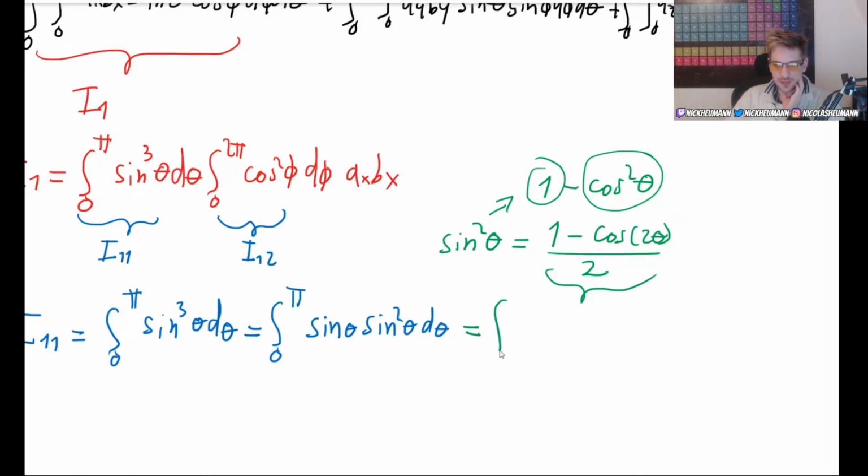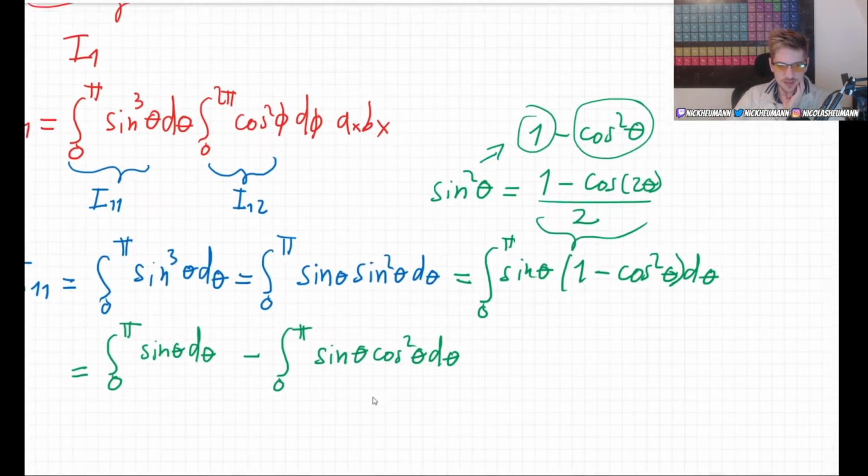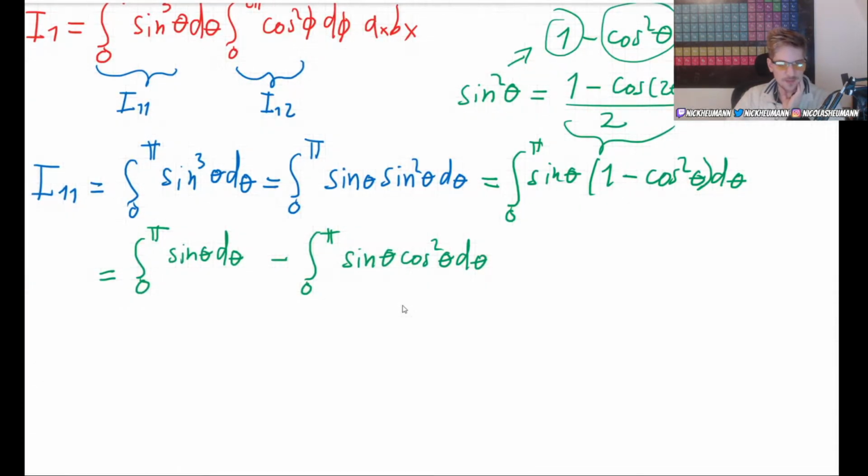So now we plug that in, so we get sine of theta times 1 minus cosine squared of theta d theta. All right. And now we just multiply through, so we get two integrals, 0 to pi of sine theta d theta. And then we have minus integral from 0 to pi of sine theta cosine squared theta d theta. So the first one we can solve immediately. The second one will require substitution.